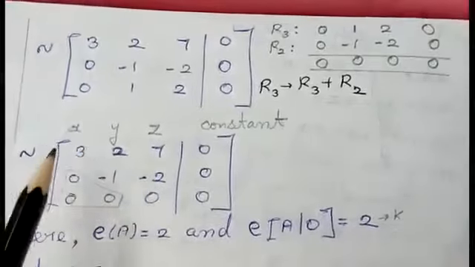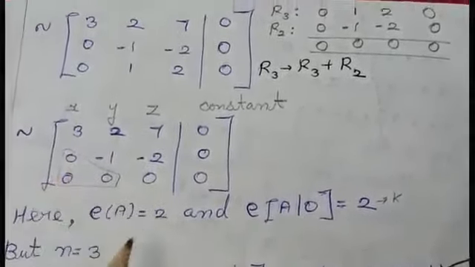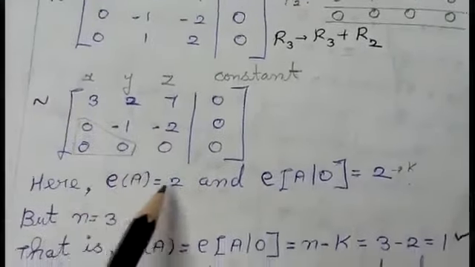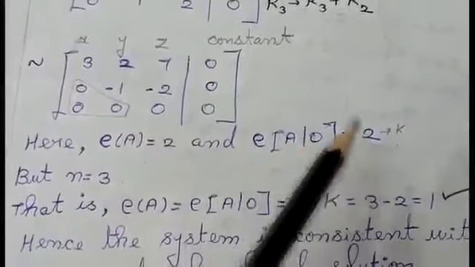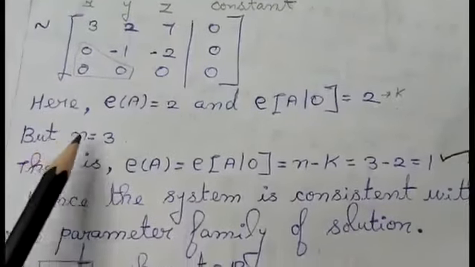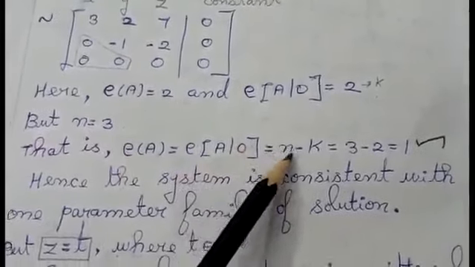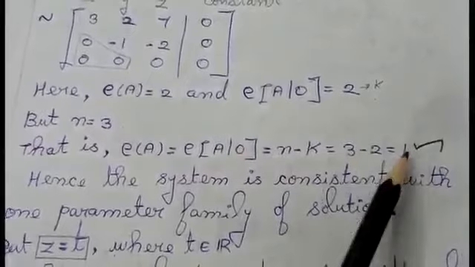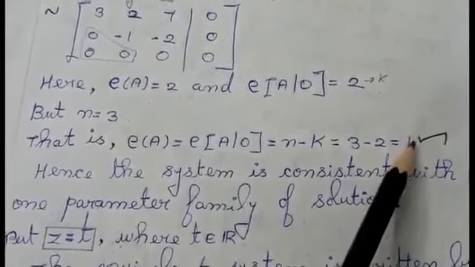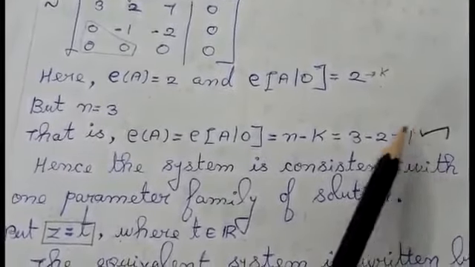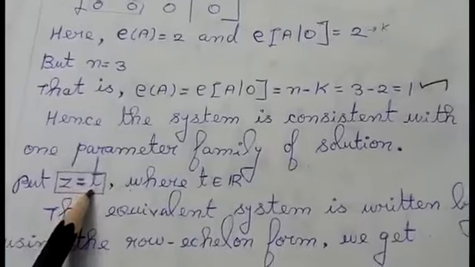Once the matrix satisfies the row echelon form, I'm checking the rank of A. Rank of A equals 2 and the augmented matrix rank of AO equals 2. But the value for n equals 3, so rank of A equals rank of AO, which is less than n. n minus k, that is 3 minus 2, equals 1. 1 means I'm going to change only one parameter, that is I'm going to change z with one parameter, and in place of z I'm going to give the value t.